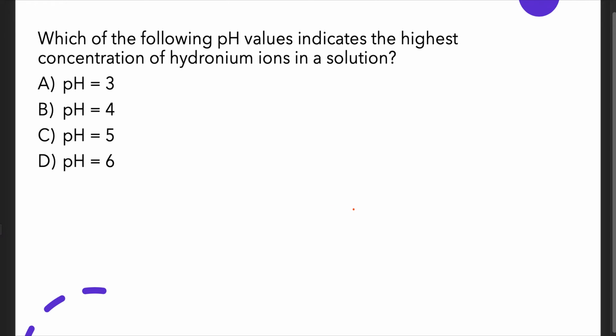Which of the following pH values indicate the highest concentration of hydronium ion? So hydronium ion is going to work just like the hydrogen ion, because our acids have or form hydronium ion. So it would mean that you would need an acid, and the smaller the number, the stronger the acid. So that would be A. 3 is the most acidic out of all.